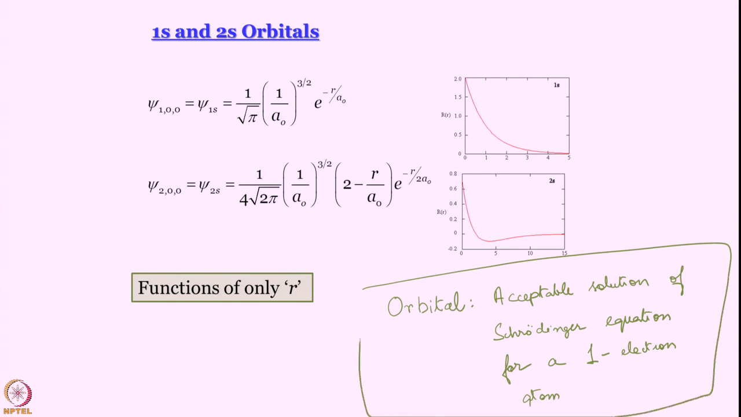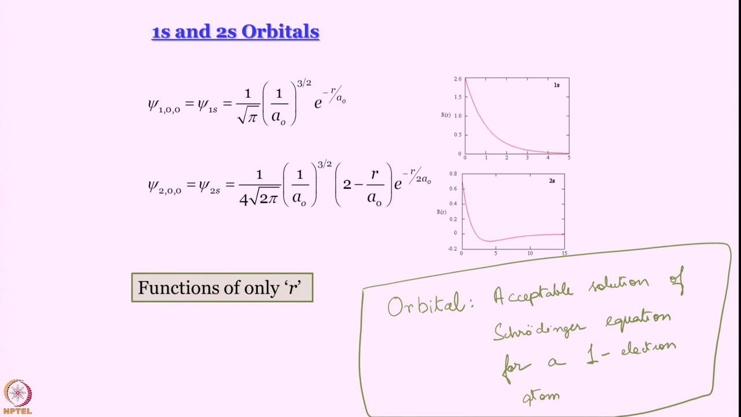So, an orbital is a wave function, not just any wave function, a wave function that you get by solving Schrödinger equation for a hydrogenic atom. Hydrogenic means only one electron is there. Z can be whatever, one electron is there. So, helium plus would be a hydrogenic atom. What you get from there is an orbital. Lithium 2 plus, same. Please remember, an orbital is an acceptable solution of Schrödinger equation for a one electron atom.